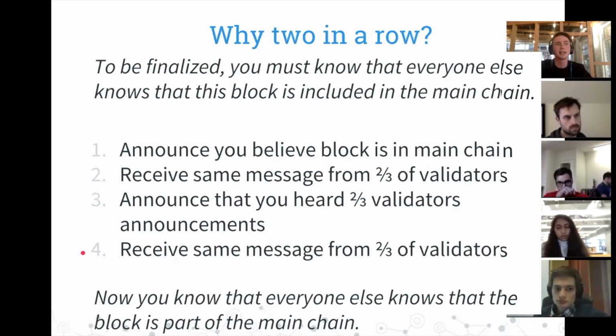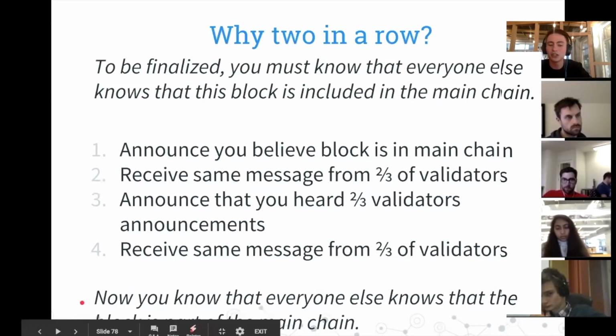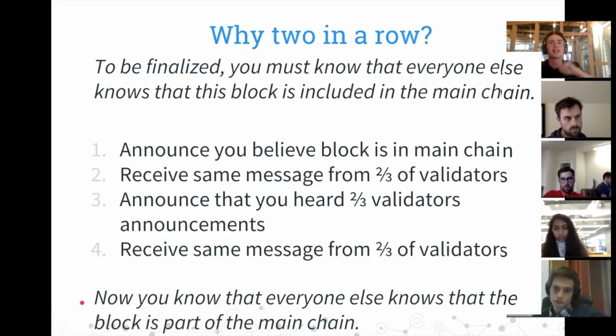So you're saying, I think this block is in the main chain. Everyone says, I think this block is in the main chain. And then everyone says, okay, I actually heard everyone else say that this block is in the main chain. And so that's how you actually know, okay, I know that this block will never change because I know that everyone else knows that it's in the main chain. It's like one of these common knowledge thingies. Well, it's similar, I don't know.